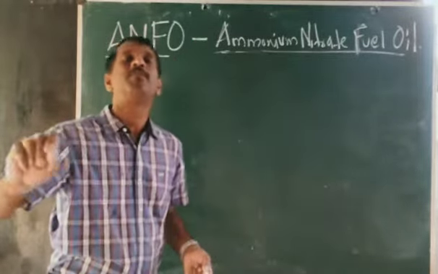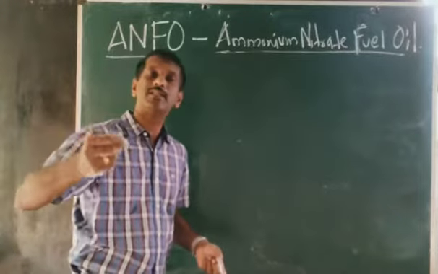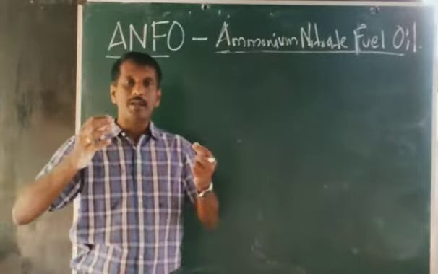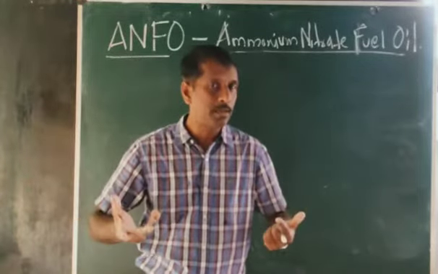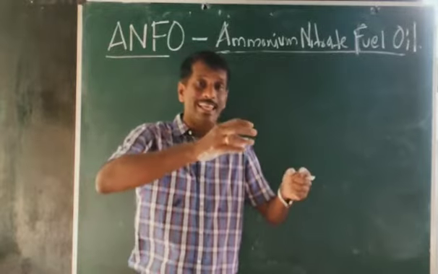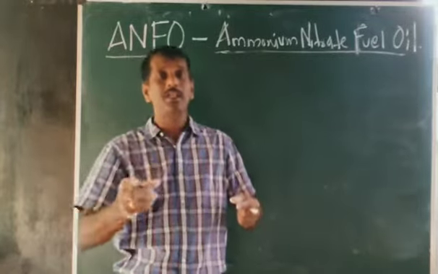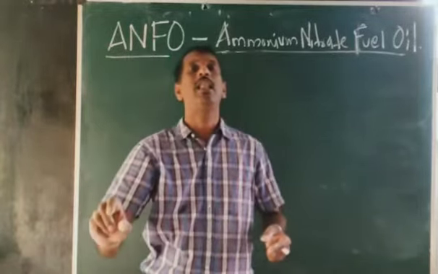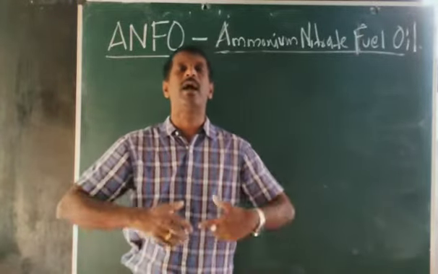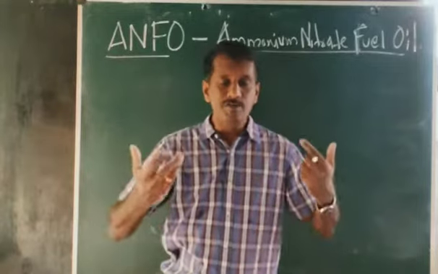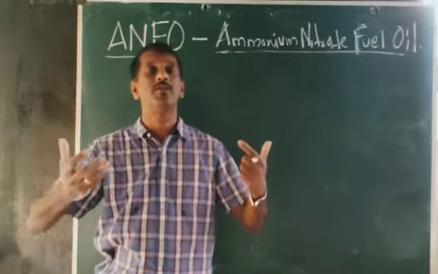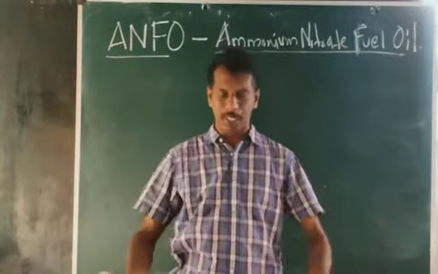Long chain alkane, which can act as a fuel, and finally what will happen? The ammonium nitrate will produce oxygen, so it will act as an oxidizer, which will ignite the fuel oil, and finally will result in the formation of a large amount of nitrogen, carbon dioxide, steam, etc. That means it will result in an explosion.